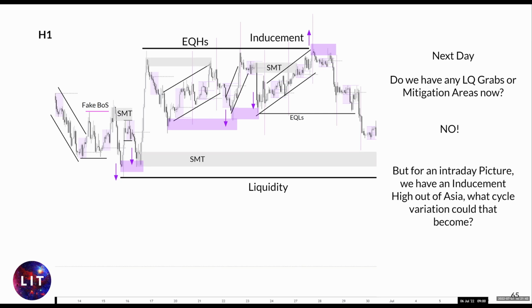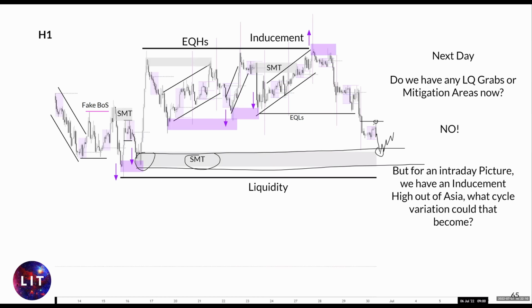Because in an intraday picture, we have an inducement high out of Asia. So what cycle play could that become? So now, again, we're having this scenario in here, tapped in there, London happens. Next liquidity mitigation zone is down there. So again, if it taps into here, what can we expect? If it's a smart money trap, right? We can expect a reversal, pullback, at least from an intraday perspective.